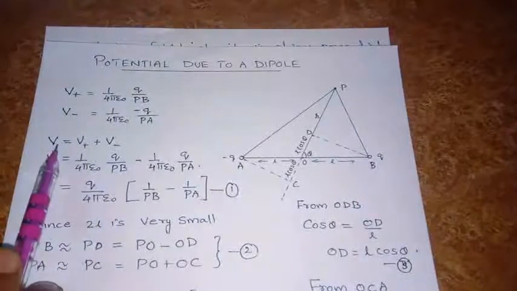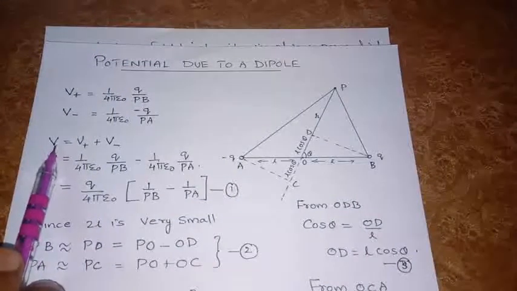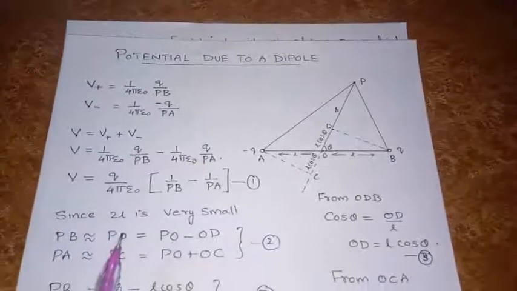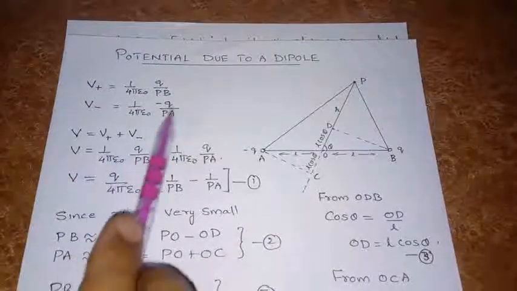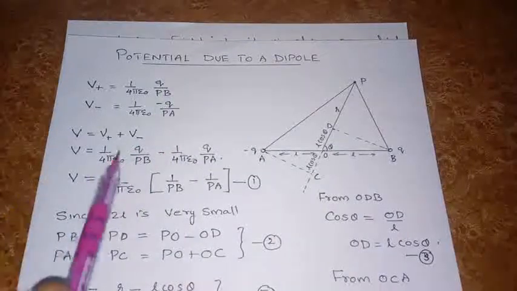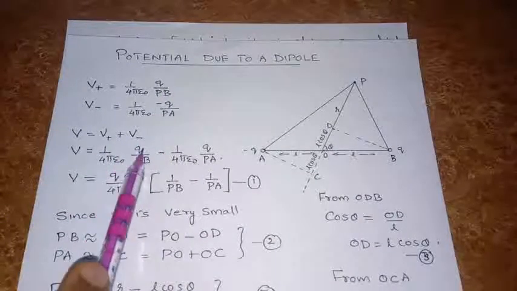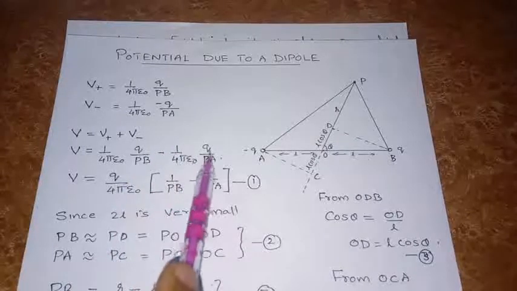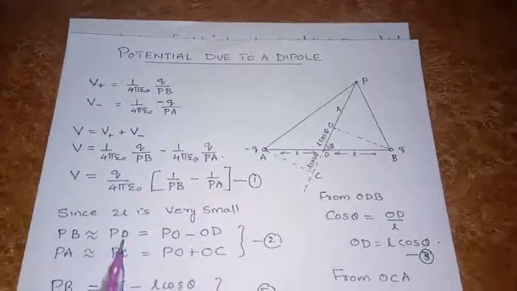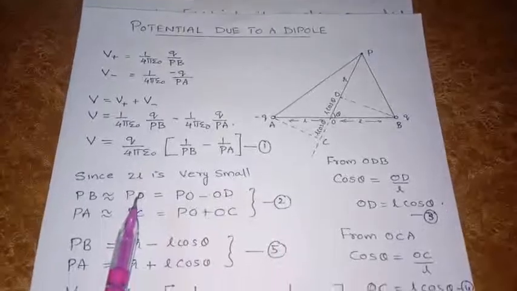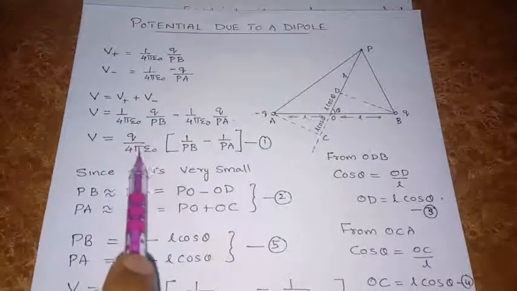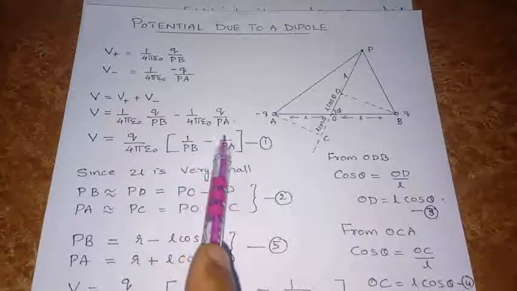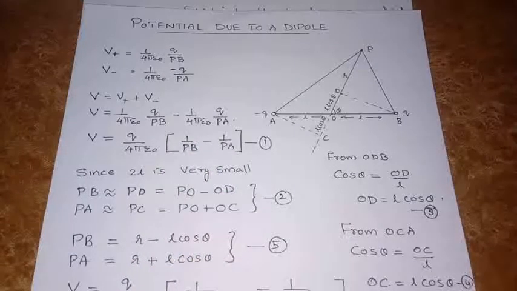So two potentials are acting simultaneously at this point. Therefore the net potential according to the superposition principle is V equal to V plus plus V minus. Let us substitute these two equations over here: 1 by 4 pi epsilon 0 Q divided by PB minus 1 by 4 pi epsilon 0 Q divided by PA. Certain things are common and can be taken out: Q by 4 pi epsilon 0 into 1 by PB minus 1 by PA. Put this as equation number 1.